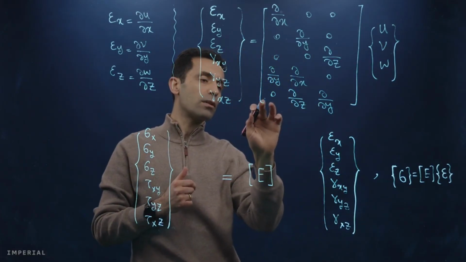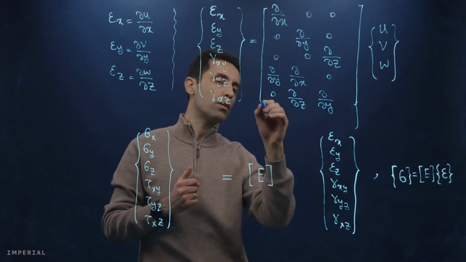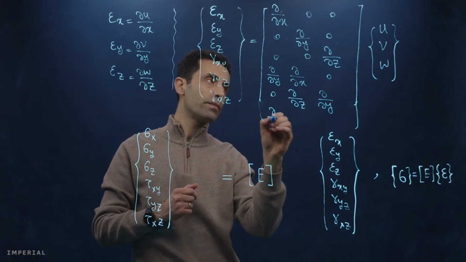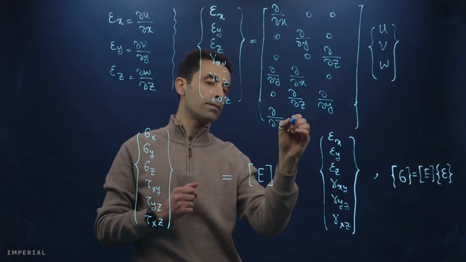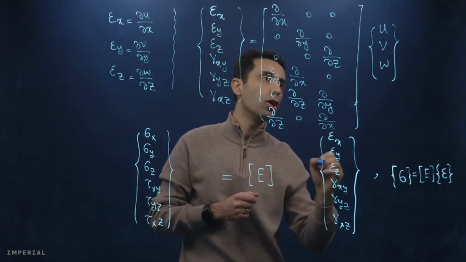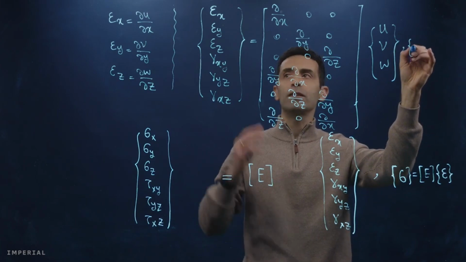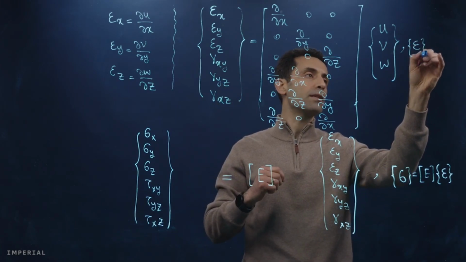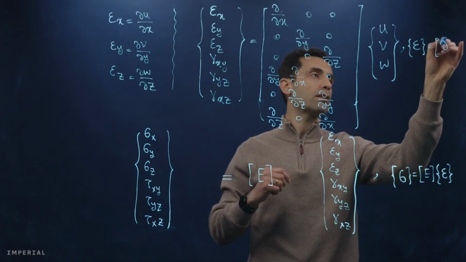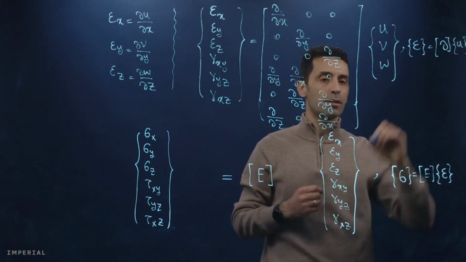And the last one, so I need to extend this a little bit further down here just to accommodate the last one. That one is d/dz, 0, d/dx. Or neatly, we can write it as vector of strains equals this matrix, which is the matrix of derivatives, times the vector of displacements.